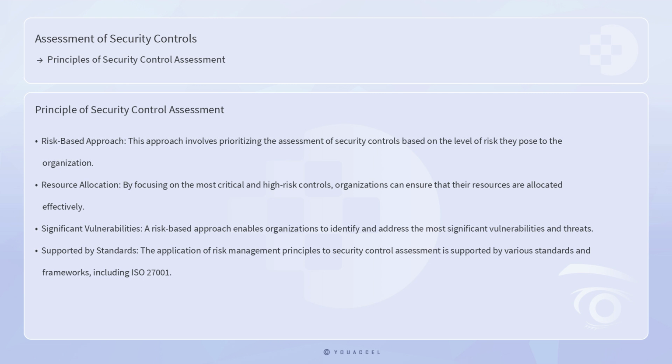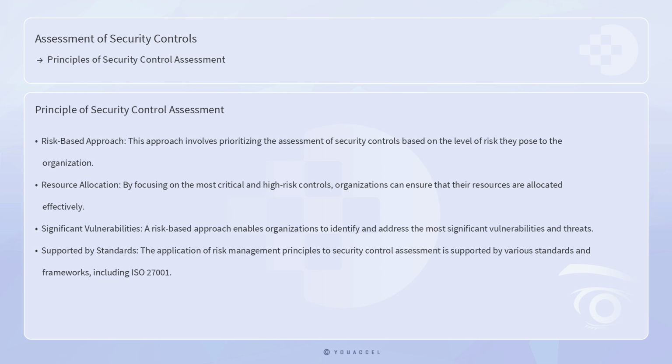Another important principle of security control assessment is the use of a risk-based approach. This approach involves prioritizing the assessment of security controls based on the level of risk they pose to the organization. By focusing on the most critical and high-risk controls, organizations can ensure that their resources are allocated effectively and that the assessment has the greatest impact on their overall security posture.